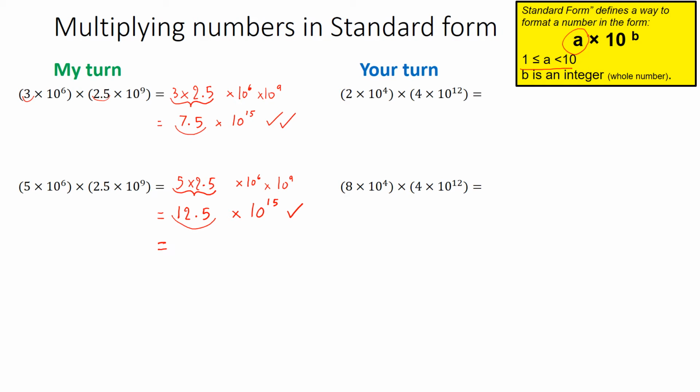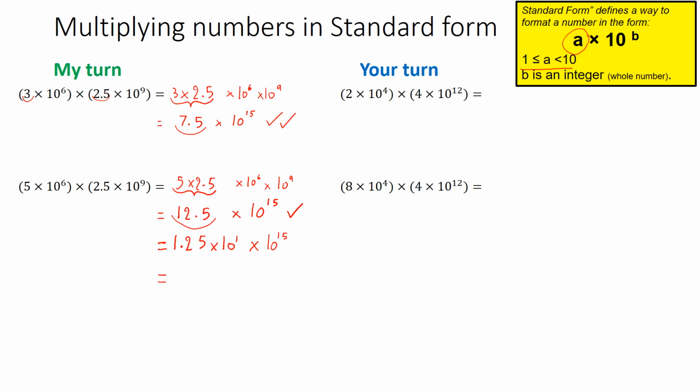1 and 10. So what we're going to do is keep the 10 to the power of 15 on the right hand side, because we're going to deal with it afterwards. And for now, we're going to write 12.5 in standard form itself, which would be 1.25 multiplied by 10 to the power of 1. So 12.5 is 1.25 multiplied by 10.